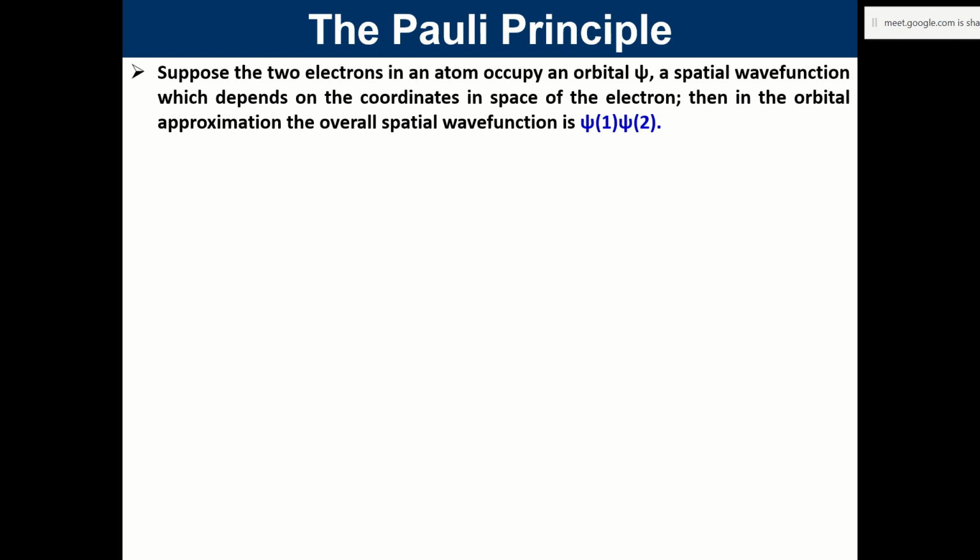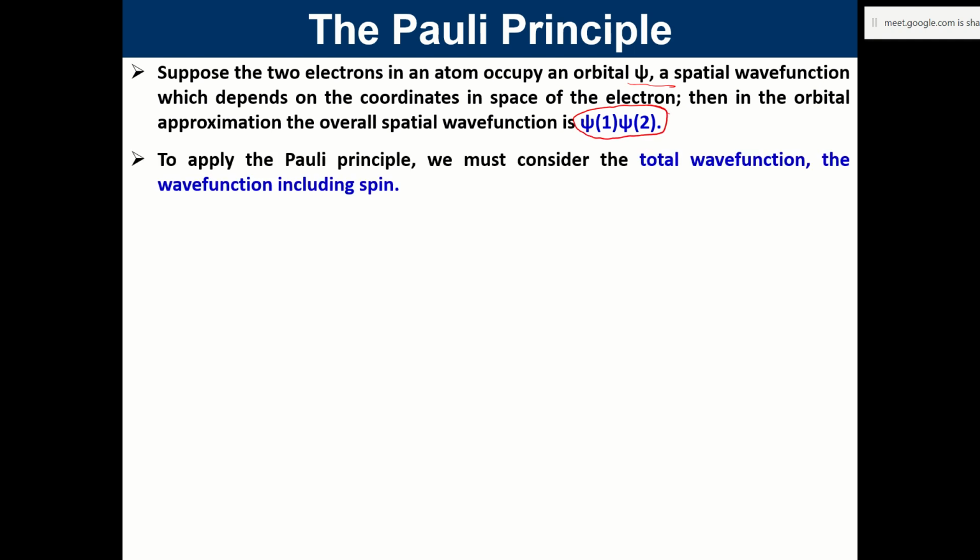Suppose the wave function psi. So in the orbital approximation, we write overall spatial wave function as psi 1, psi 2. This is the combination. We start with this equation. So this is the orbital part. This is only the orbital part, orbital wave function.